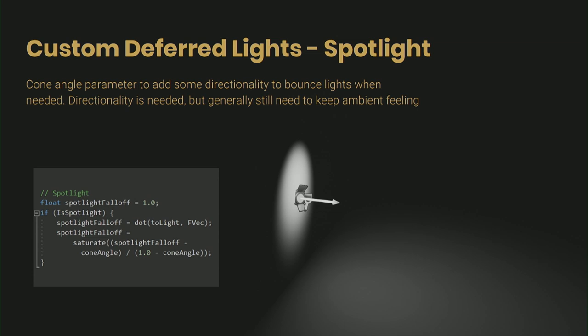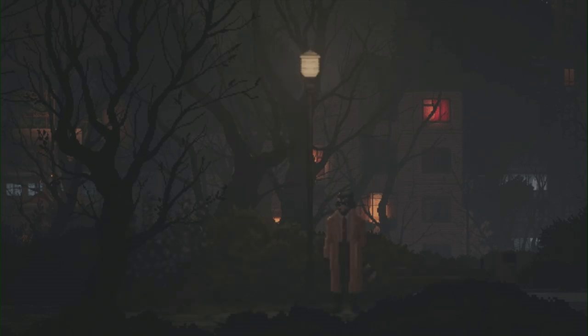So we added a cone angle parameter to the lights as well for cases like this. And for the artist, it's just like using a normal spotlight going from 0 to 180 degrees. But in the shader, it's passed in from the negative 1 to 1 range, with negative 1 being 180 degrees and 1 representing 0 degrees. And this allows us to give the lights some directionality when it's needed, and keeps the lighting from leaking through walls.